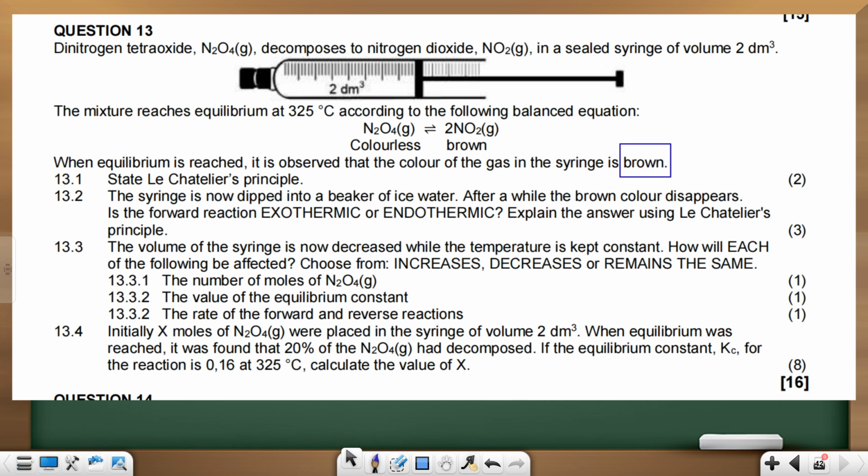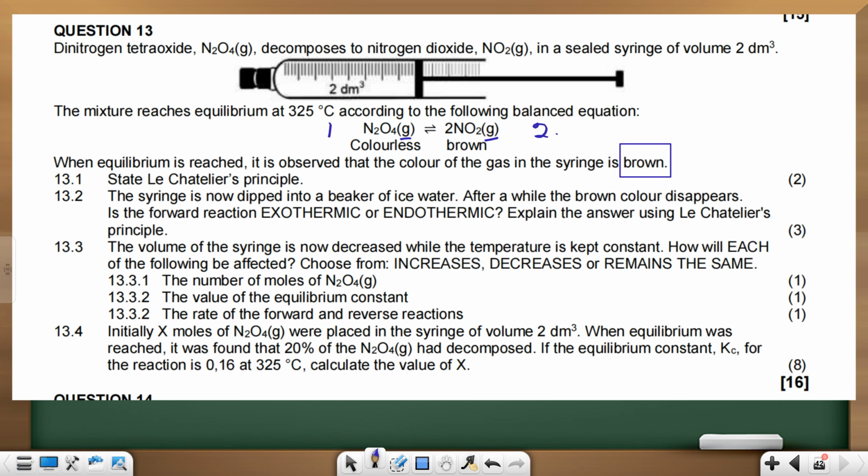The volume of the syringe is now decreased. If I decrease volume, I'm increasing pressure. I know an increase in pressure will favor the side with the fewer number of moles of gases. Is this homogeneous or heterogeneous? Homogeneous. Can you see? It's gas and gas, same phase. If I increase pressure, where do we have fewer moles? How many moles on the left? 1. How many moles on the right?